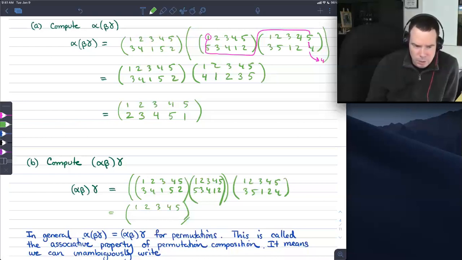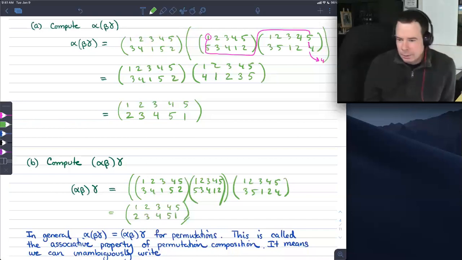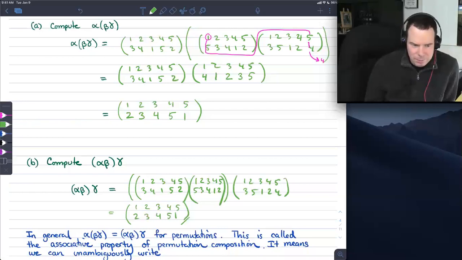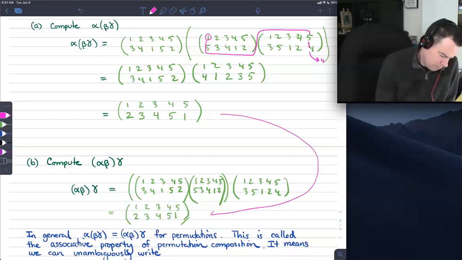Yeah, it looks like a 2, 3, 4, 5, 1. And do you notice anything with the previous calculation? Yeah, it's the one we just did before. These two end up being equal.